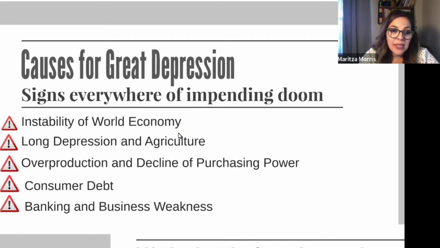When the banks fail, the whole economy collapses, right? The economy crashes, the money's gone, the people are not protected. The banking crisis is one of the main reasons for the depression, okay?